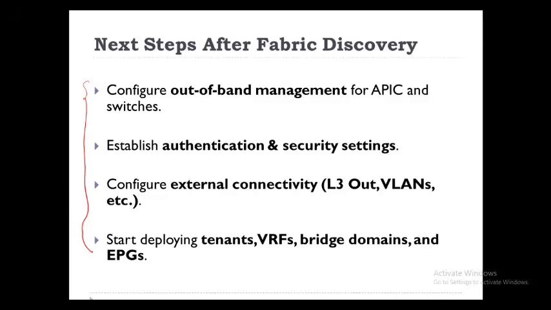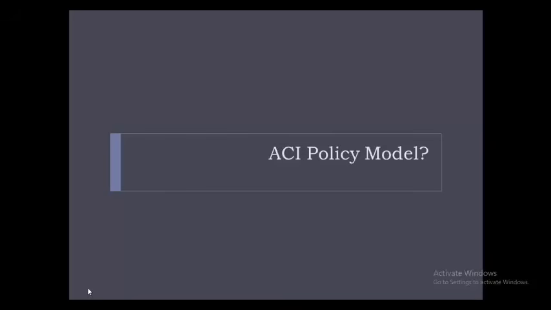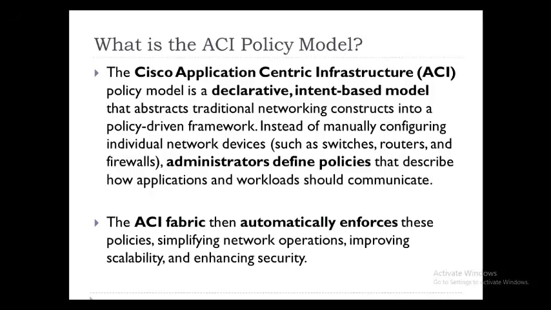Where do we have all the policies written? On the Epic. What is ACI policy model? Application-centric infrastructure policy model is a declarative, intent-based model that abstracts the traditional network constraints into a policy-driven framework instead of manually configuring individual devices such as switches, routers, and firewalls. So here, what is policy model?